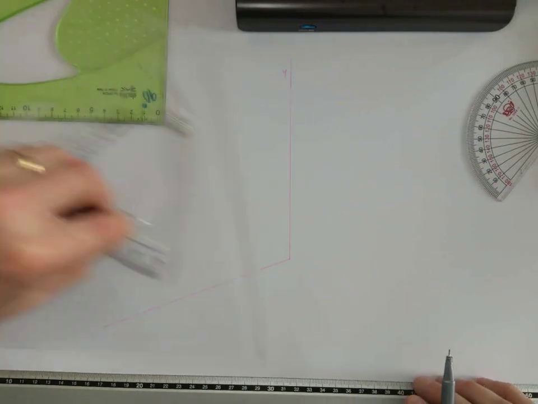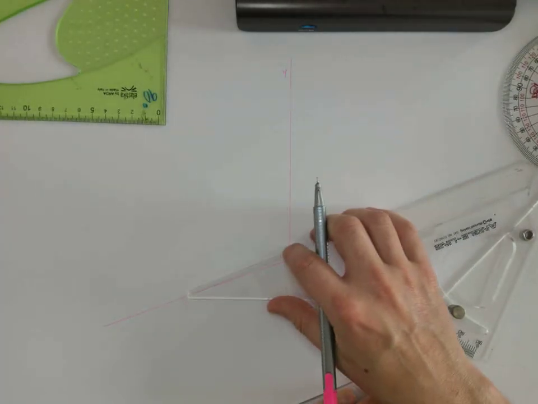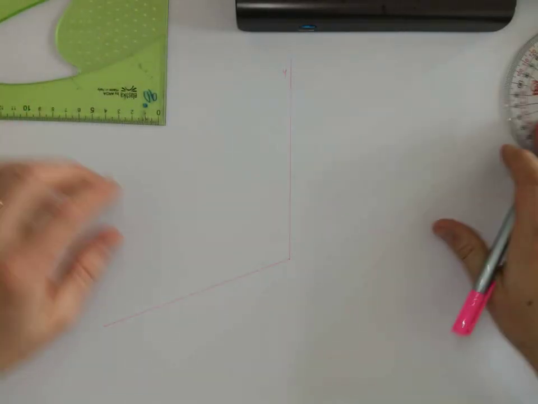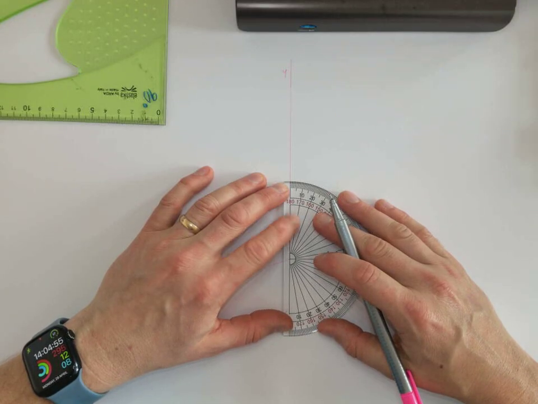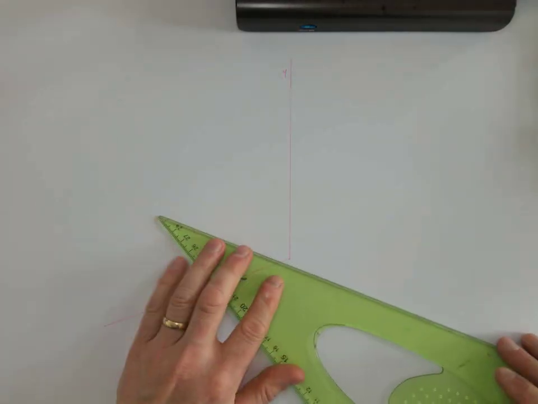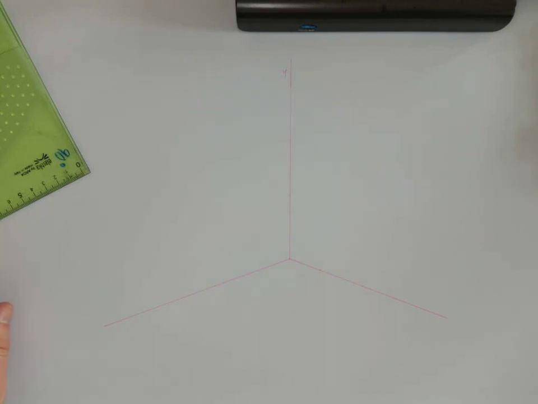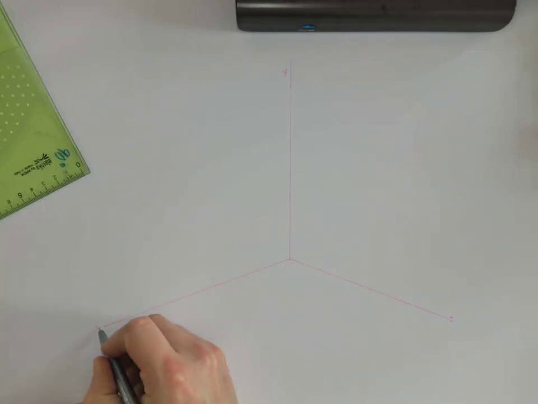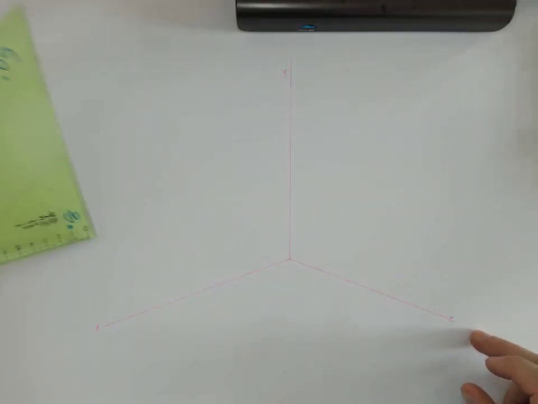And I'm just going to set up my adjustable set square to that angle. I'll set that up later. Just go to 110 degrees. And that is my z-axis. Okay, so that's the x-axis and the z-axis.